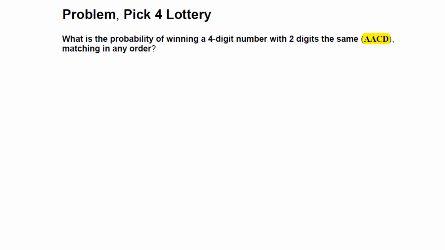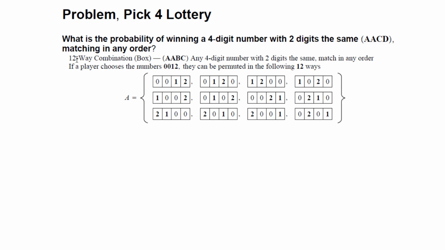Another question: what is the probability of winning a 4-digit number with 2 digits the same? So we have a ticket such as AACD, which could be like 7734, 5567, whatever. In such a case, they call it a 12-way box. I do not call it a 12-way combination because this is a 12-way permutation. But they can use it in general terms sometimes as 12-way combination.